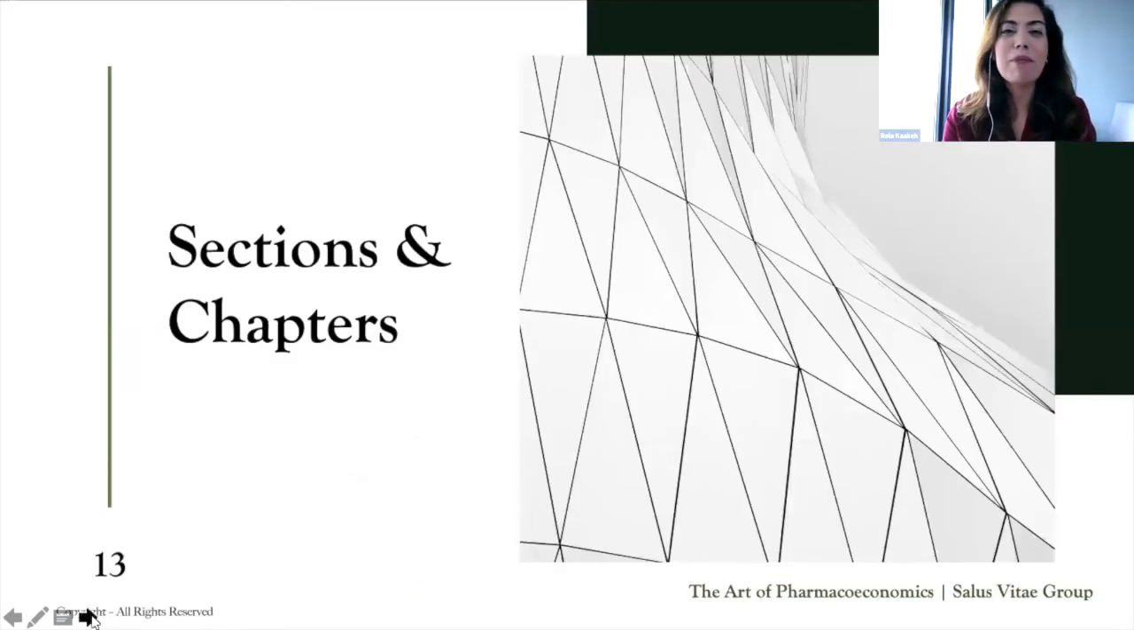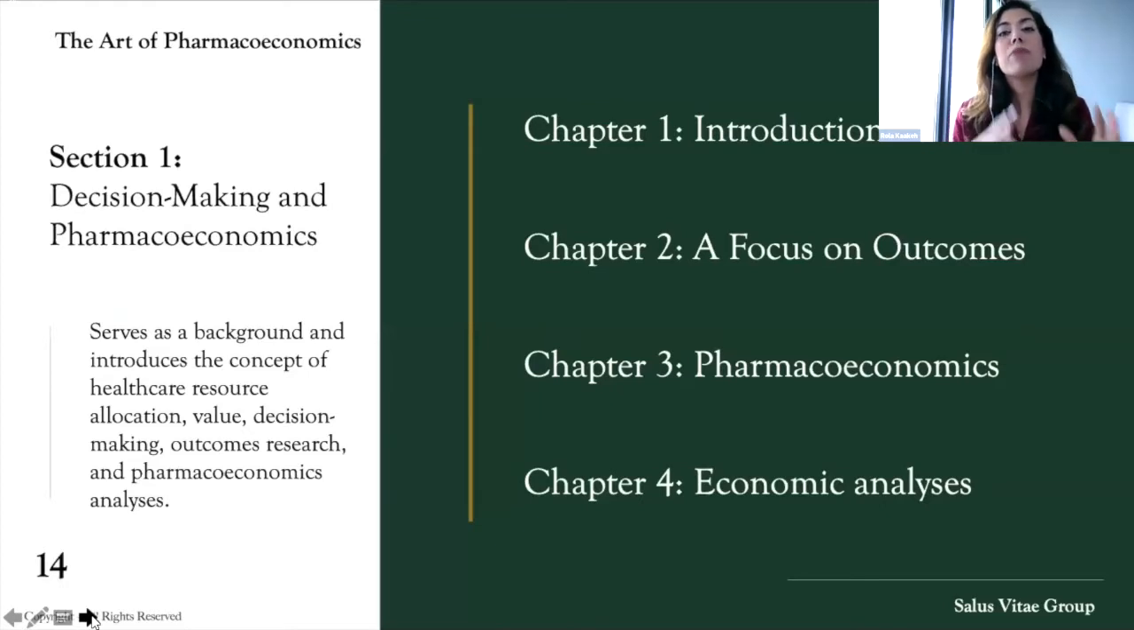Now let's just briefly cover what is in the book. I talked a little bit about the book and the need for the book. The book is broken up into 3 sections and it has 7 chapters. Section 1 is about decision-making in pharmacoeconomics. That serves as a background and introduces the concepts of healthcare allocation, value, decision-making, and outcomes research in general, and then it goes into much more detail about the different pharmacoeconomic analyses that are conducted.